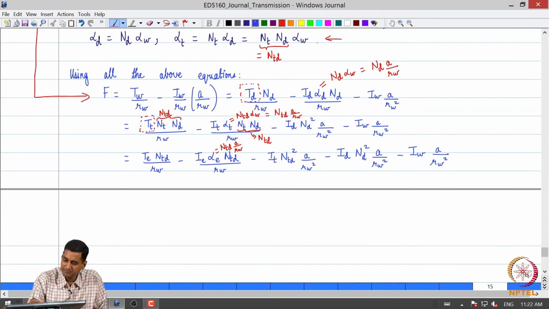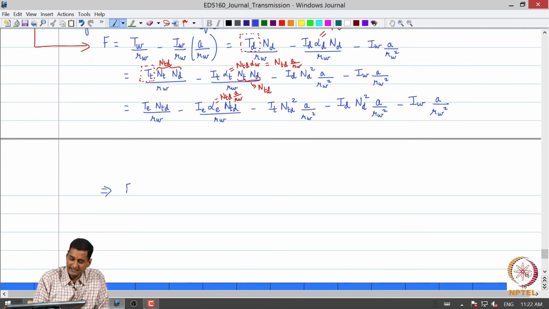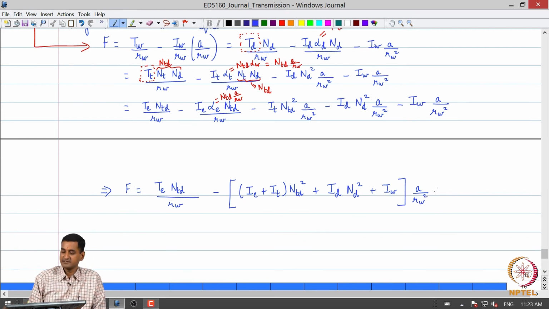So, now if we put all these things together, simplifying these, we are going to get F to be equal to Te Ntd divided by Rw minus, let me collect all the terms together, Ie plus It times Ntd square plus Id Nd square plus Iw multiplied by A divided by Rw square, okay. So, this is what I will get as the final expression.